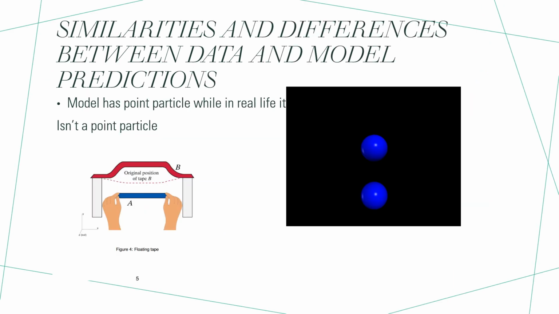Similarities and differences between the model and predictions. Basically the main difference is that for the coded model we treated it as a point charge, and in real life it's obviously not. This tape is long, it's 8 inches long, and you got two of them, so that's the main difference. But they're similar in the way that they both interact in a very similar way with the electric force.